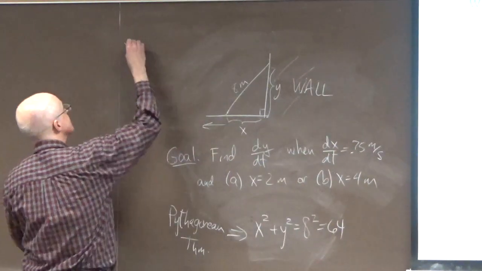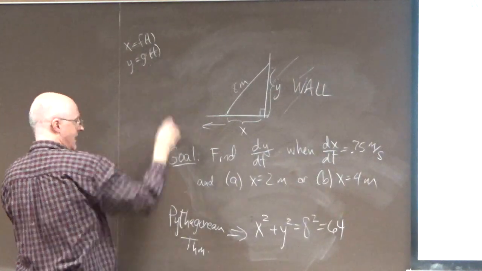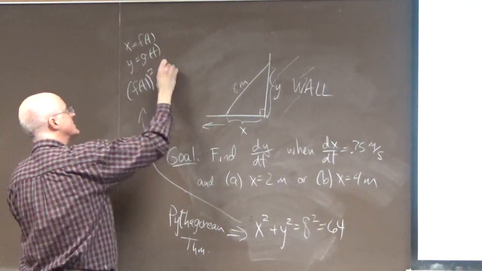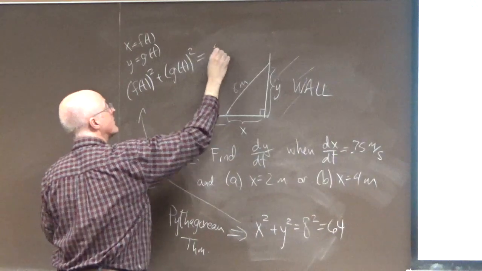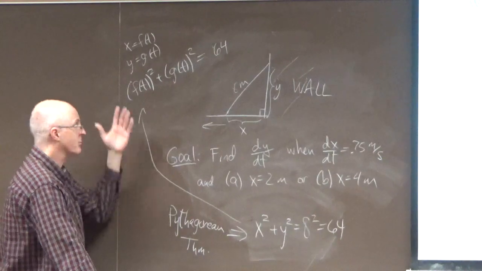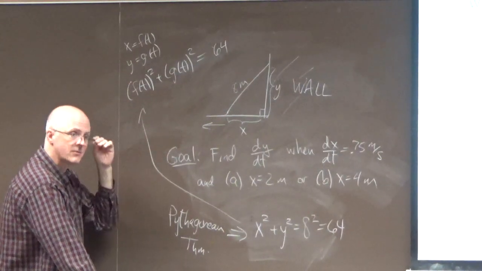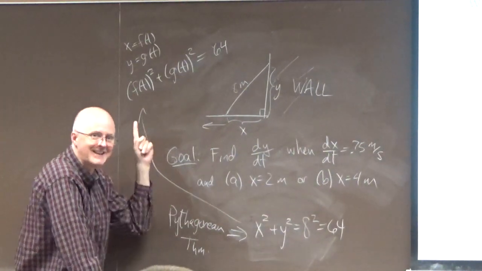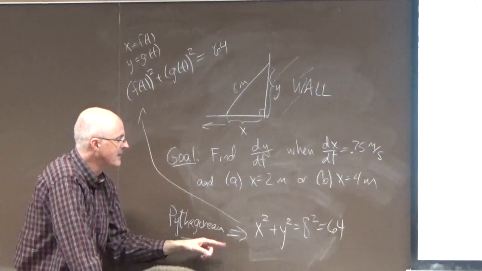If I call x f of t and y g of t, I could rewrite that equation as f of t quantity squared plus g of t quantity squared. That would be okay to do, actually. And I can write my derivatives in terms of primes of those functions. That might be an easier way to go, just like it was with implicit differentiation for some people. It's just not traditional to do that. It's more traditional to use the Leibniz notation for the derivative here.